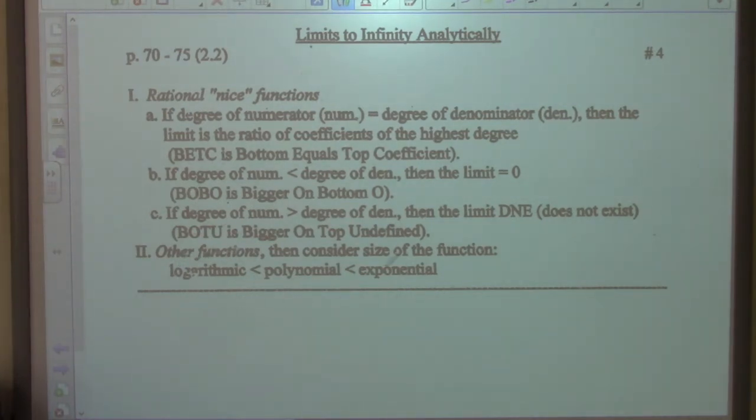But another thing to keep aware of is that a logarithmic increase is smaller than a polynomial increase, which is smaller than an exponential. So you got to consider this kind of ranking as well, because in finding horizontal asymptotes, you may not always have pure polynomial functions. So we got to consider that. And sometimes you can see one of them be negative and so forth. So you have to do some thinking in addition to your Betsy Bobo Botu. So let's go here to some examples.